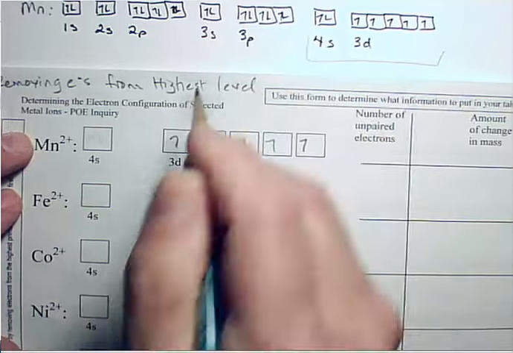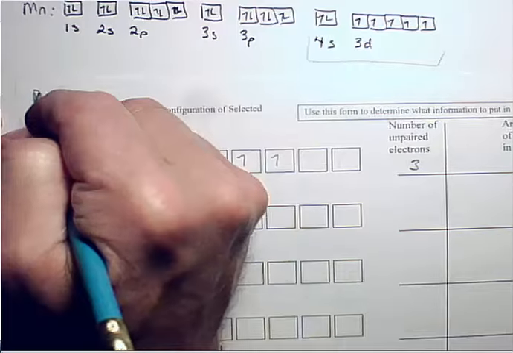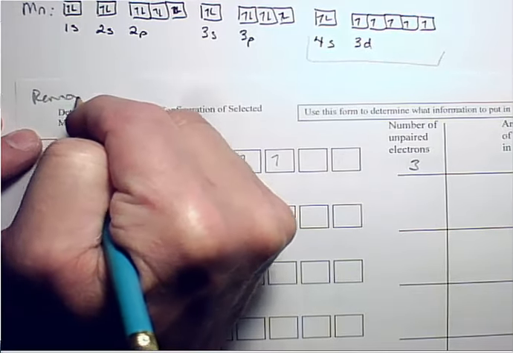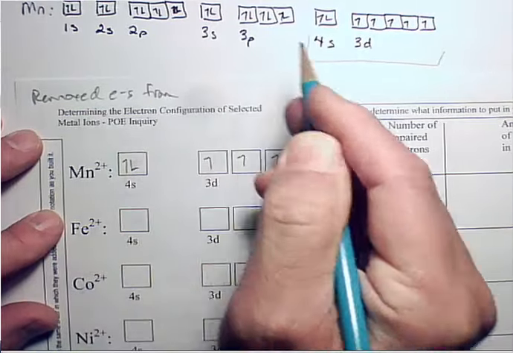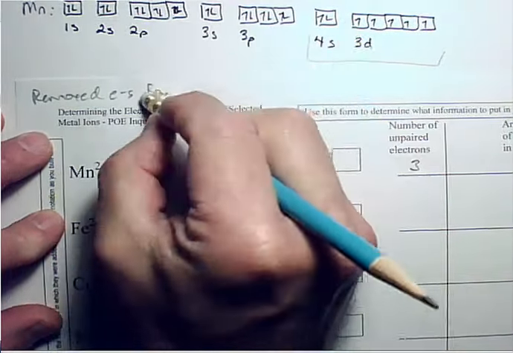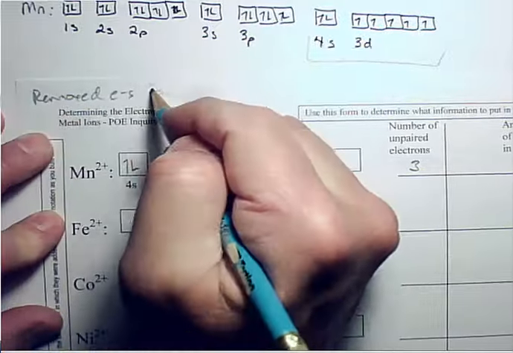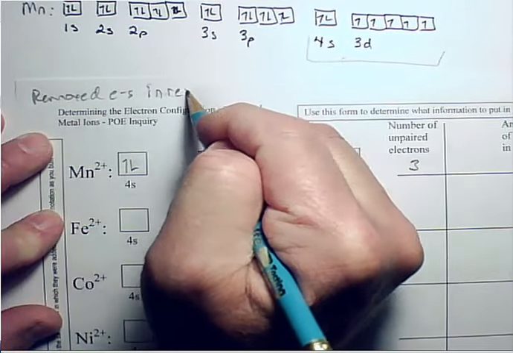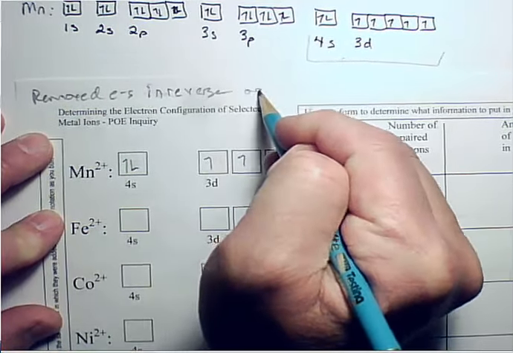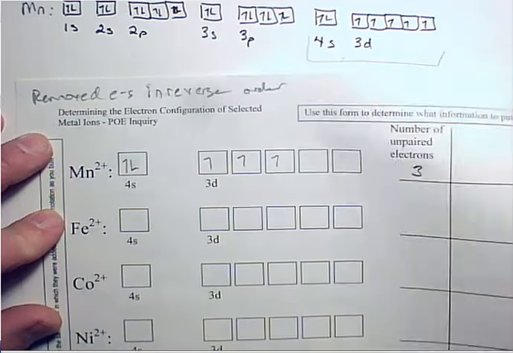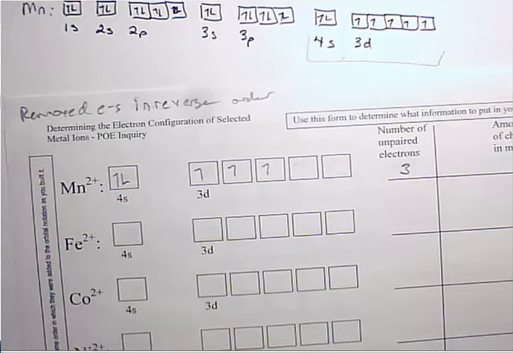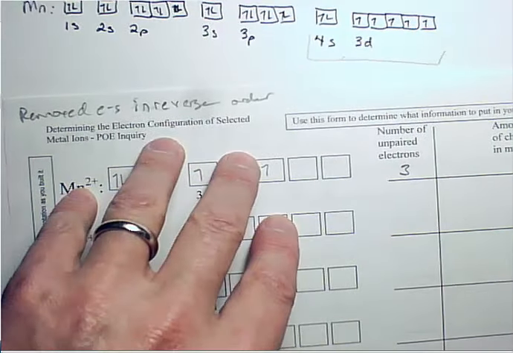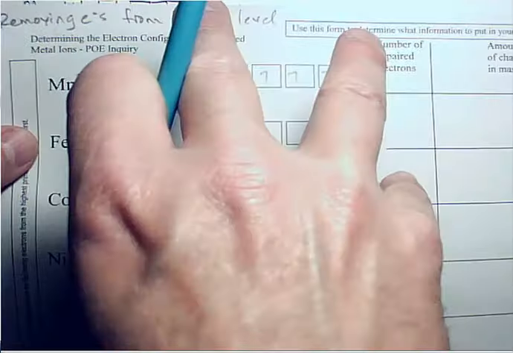What about the other side? On the other side, I'll remove electrons in reverse order from the way that I put them in. That way you keep track of what you're doing. That's all I'm saying. Just keep it consistent. Be consistent. Same thing on this side.